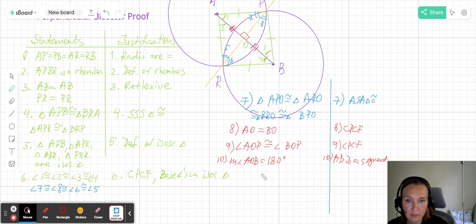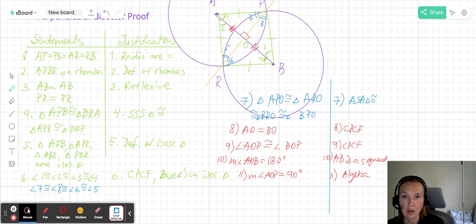So finally, I can say that those two angles are equal and they add up to 180 degrees. What does that mean? Well, that means that the measure of angle AOP has to be equal to 90 degrees and angle BOP as well. So that is just algebra.